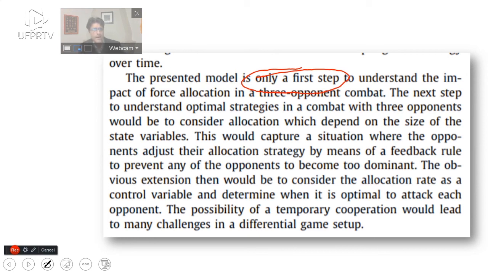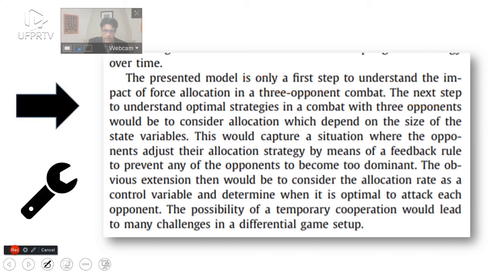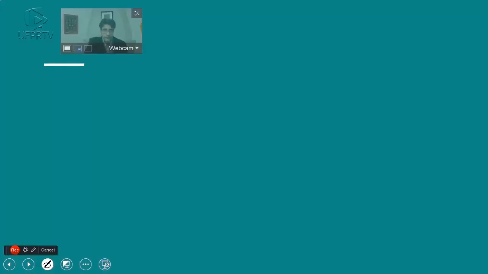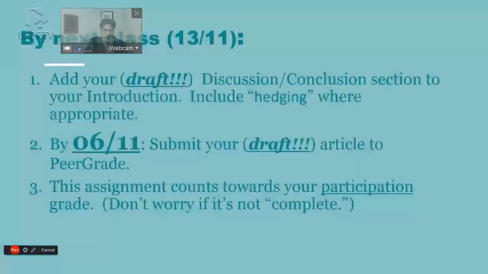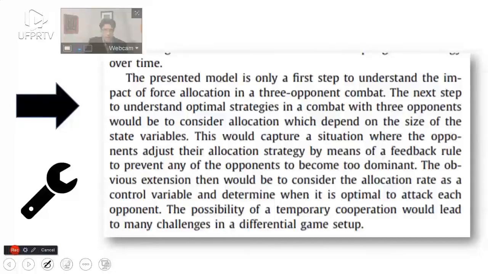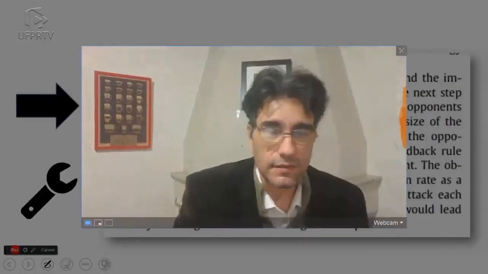To understand the impact of force allocation in a three-opponent conflict. The next step, so future research, the next step to understand optimal strategies in a combat with three opponents would be to consider allocation, which depends on the size of the state variables. Okay, so all of that, there is again an implicit signal that they're winding down, and that's good. So that's really all I have to say about the conclusion and the discussion section.